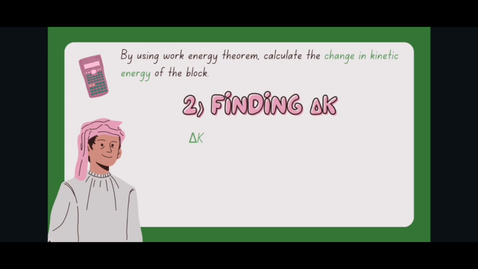The next and final step is to find the value of delta K, which is equal to the summation of Fx times displacement. By substituting the value of summation of Fx and the value of displacement into the equation, we can find the value of delta K, to finally find the change in the kinetic energy, which is 118.67 joules.